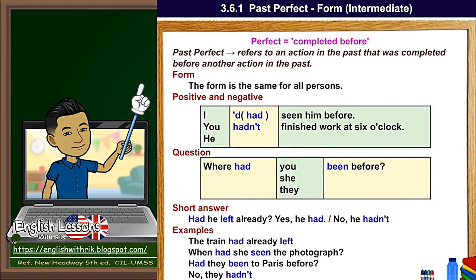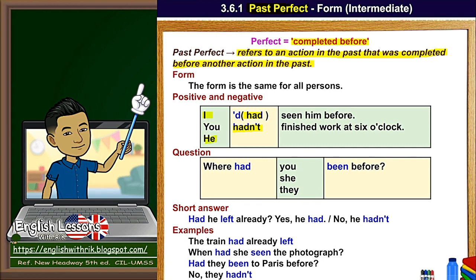Past perfect. Perfect means completed before. Past perfect refers to an action in the past that was completed before another action in the past. Form. The form of the past perfect is the same for all persons. Positive and negative. I had seen him before. He hadn't finished work at 6 o'clock.